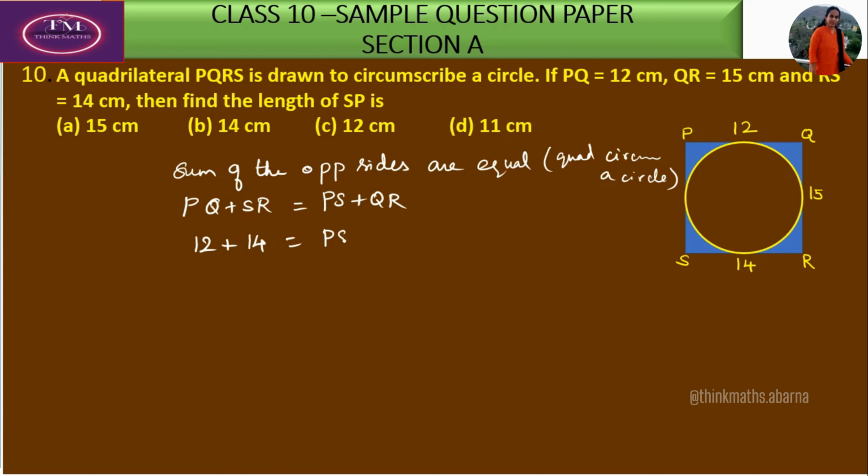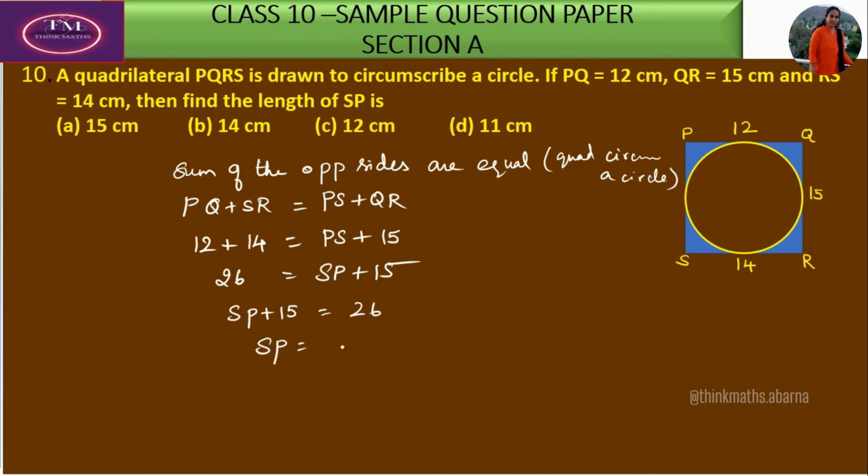PS we need to find plus QR. What is QR? It is 50. So 12 plus 14 is 26 equal to PS can also be written as SP plus 15. So this is nothing but SP plus 15 equal to 26. If we change the side while changing the values, there will not be any problem.